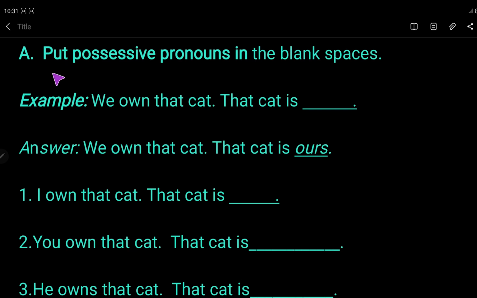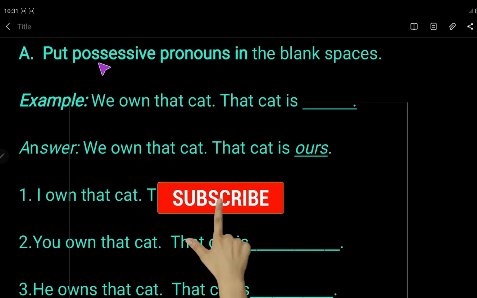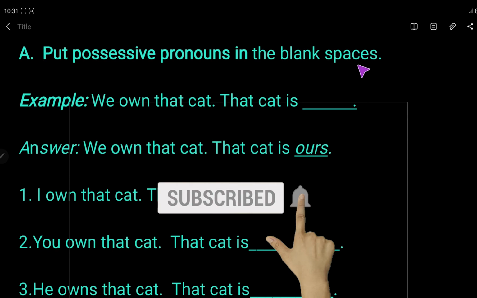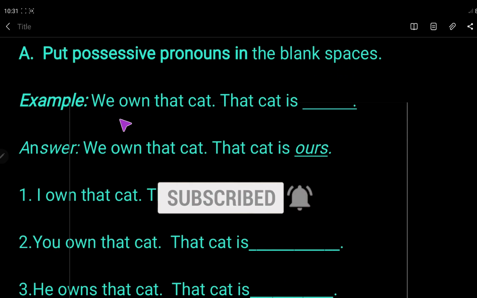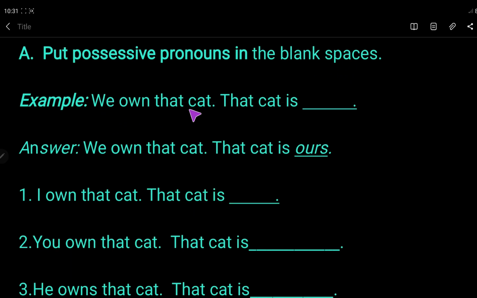The first exercise, here it is written, put possessive pronouns in the blank spaces. Here the first one is done for you. We own that cat, that cat is whose? Ours, it is written. So let us do this. I own that cat, that cat is mine. In place of I we will use here mine.